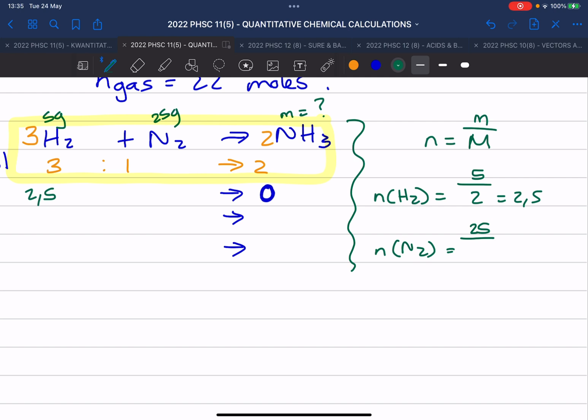Stikstofgas se molare massa. 7? Sy atoomgetal is 7. Hoe het jy gekom by 28? No, how do you get to 24?